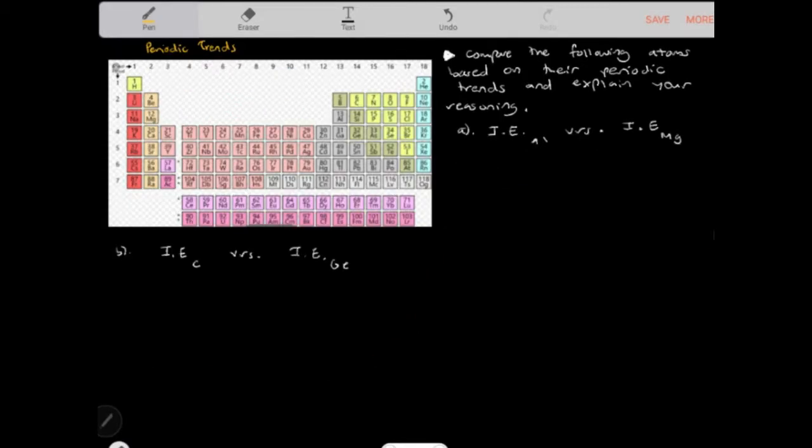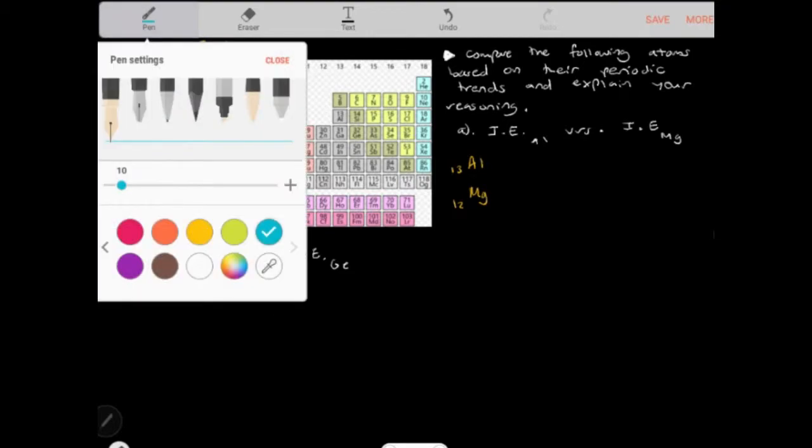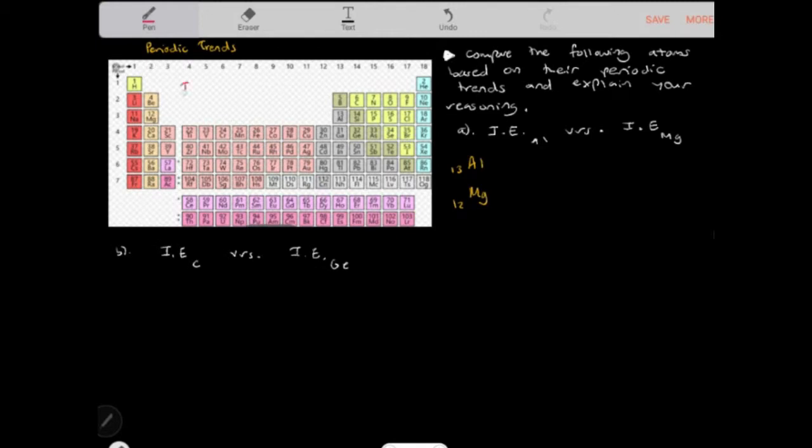Ionization energies of aluminum versus magnesium, and then the ionization energies of carbon versus germanium. So we take a look at aluminum. Aluminum here is 13, and magnesium here is 12, right? So we can understand that according to what we talked about for our ionization energy trend, ionization energy increases to the right of a period and up a group, and ionization energy decreases to the left of a period and down a group, right?